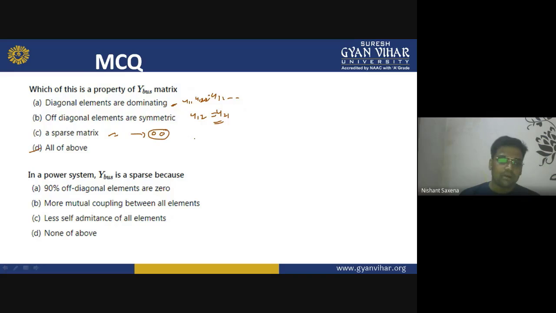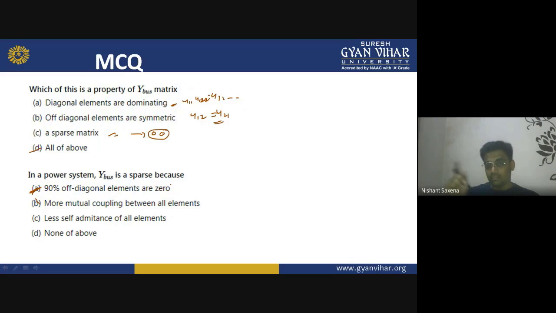Now, the next question is, in a power system, Y bus is sparse because: 90% of the off diagonal elements are 0, mutual coupling between the elements is zero, less self-admittance, or none of the above. Tell me. I've just recently explained this to you. The answer is 90% of off diagonal elements are zero.